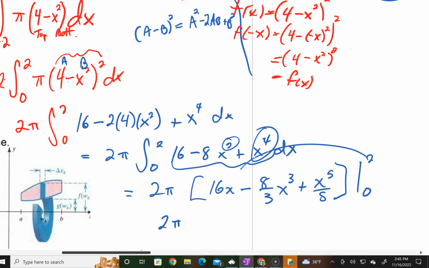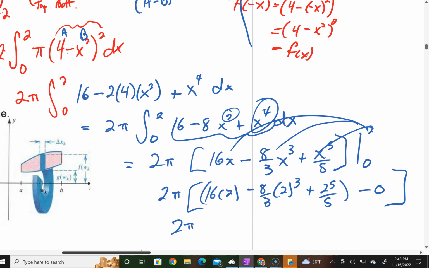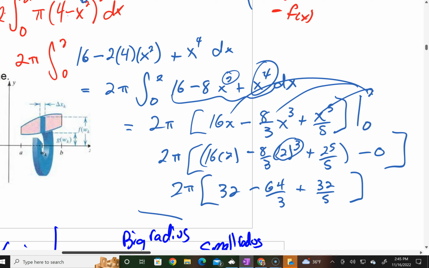And plugging in a 2 for each of these, it's 16 times 2 minus 8 thirds times 2 to the 3rd plus 2 to the 5th all over 5. And then you'd say, well, plugging in a 0, that's just going to get you a 0 everywhere. So 16 times 2 is 32. This is 8. 8 times 8 is 64. 2 to the 5th is 32. That's 32 over 5. And now it's just number crunching.